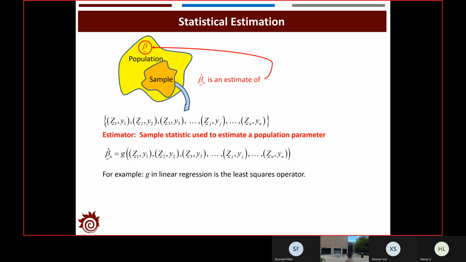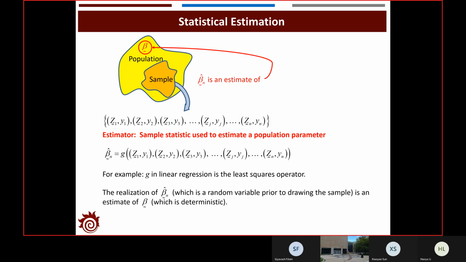If we consider that g in the linear regression, then usually this g function is the least square operator. We want to find out the minimum errors between the observed trip rate and the estimated trip rate. And the other statement we have is that z beta hat is just an estimate of the true value. So those are the two factors we have to remember for the statistical estimation.